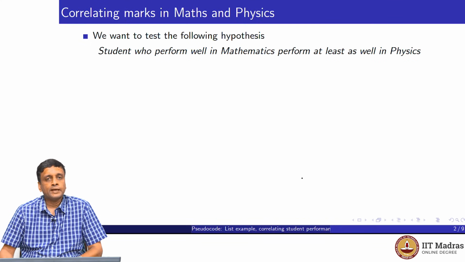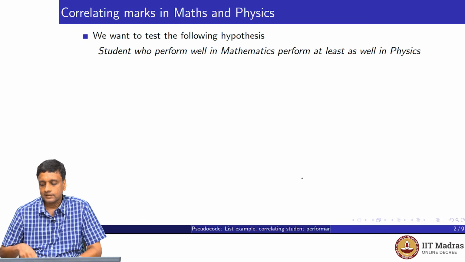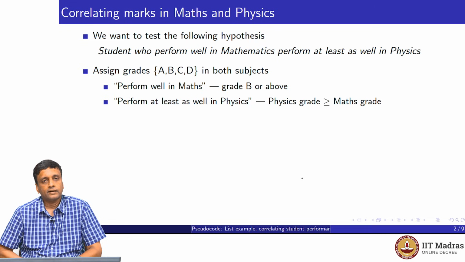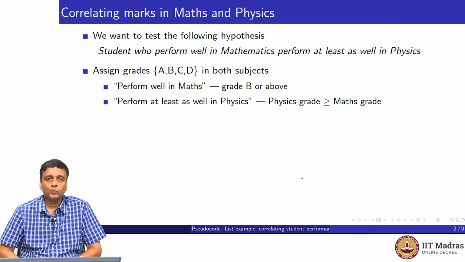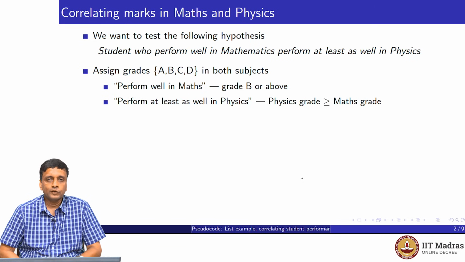So we are interested in this hypothesis that students who do well in mathematics do at least as well in physics. So we need a way, of course, of objectively stating this English sentence. So one way is to say that if students get a certain mark in mathematics, they get a higher mark in physics. But we felt that marks are too fine grained. Somebody who gets 87 in maths and 86 in physics need not be considered to be worse in physics than in maths. So what we said was, instead, supposing we assign grades. So we assign grades A, B, C, D in both the subjects.